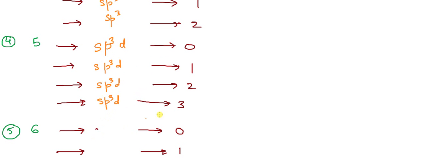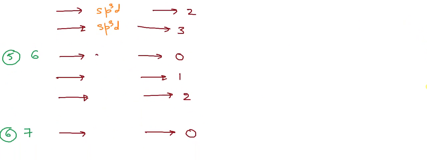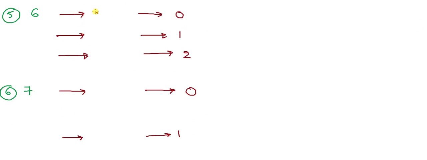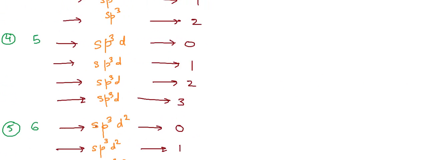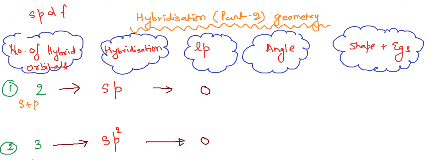Okay, in this case, 6 hybrid orbitals are going to give you sp3, 3 plus 1 is 4, 5, 6, that is d2. Okay, here also sp3d2, sp3d2, and here it will be sp3d3, sp3d3.